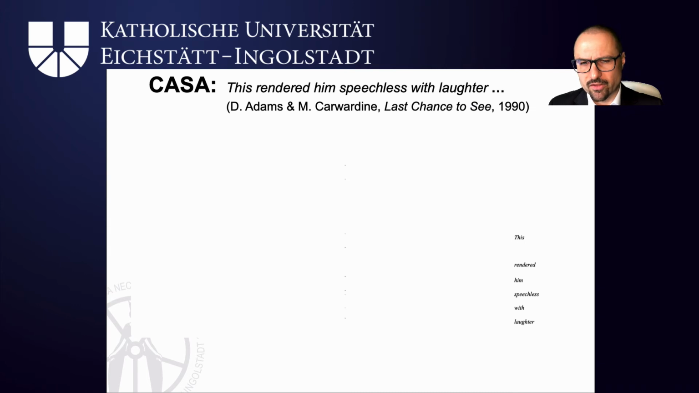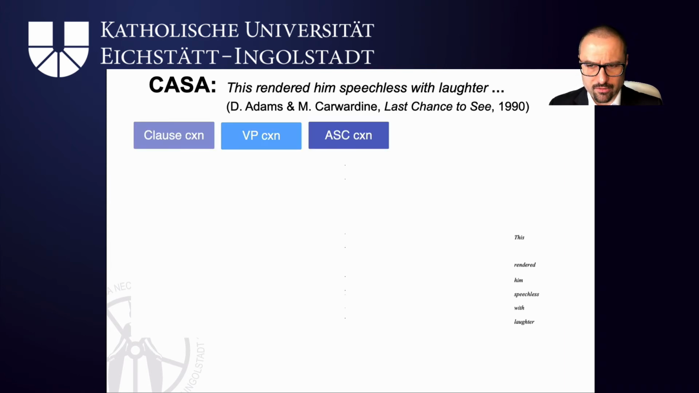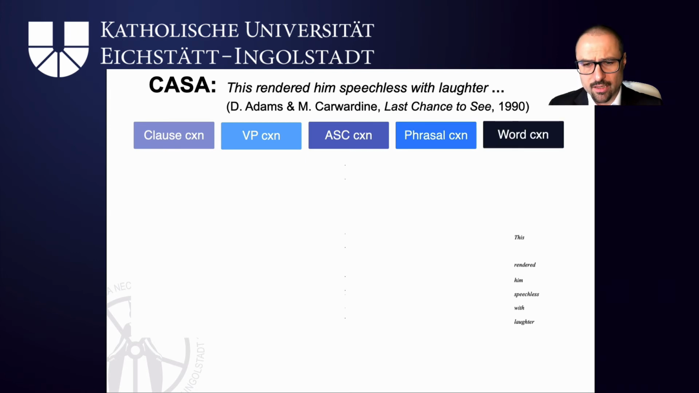Let's illustrate this with another example. This rendered him speechless with laughter. This is an example from Douglas Adams' Last Chance to See. We've got a clause construction, a verb phrase construction, argument structure constructions, phrasal constructions, and word constructions. That's the way in which we're going to analyze constructs from left to right.